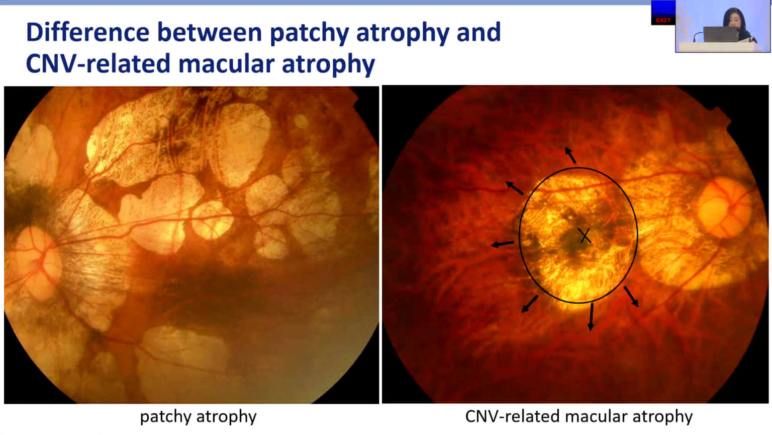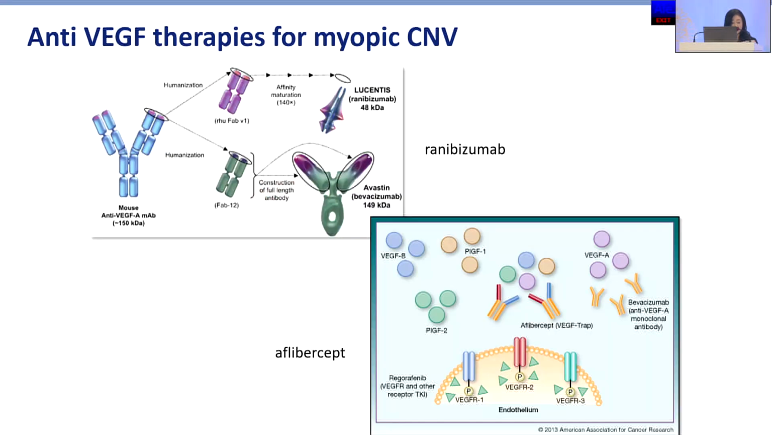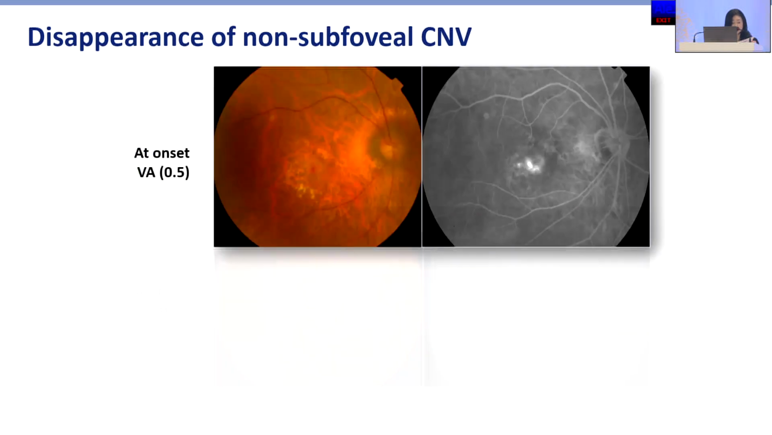In contrast, patchy atrophy develops away from the fovea, and even when it enlarges, it does not enlarge in the direction toward the fovea. Among various lesions of myopic maculopathy, neovascularization is the most common cause of the central vision loss in patients with pathologic myopia. It develops in around 10% of patients. Anti-VEGF therapies are currently the first-line therapy, and ranibizumab and aflibercept have now been approved in Japan, and off-label use of bevacizumab or other anti-VEGF agents have been used in other countries.